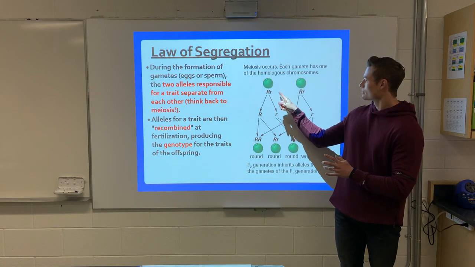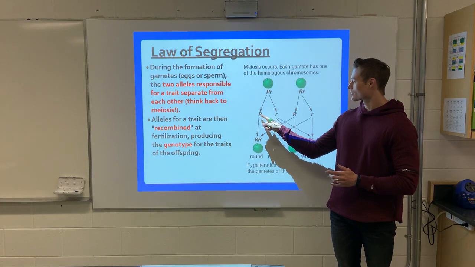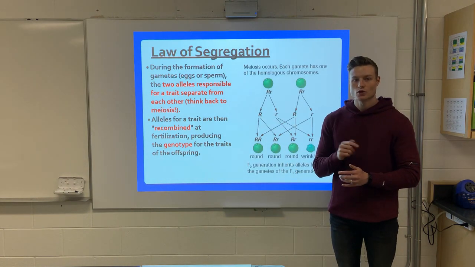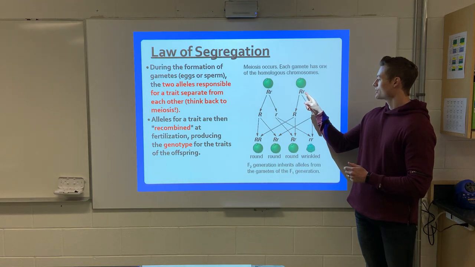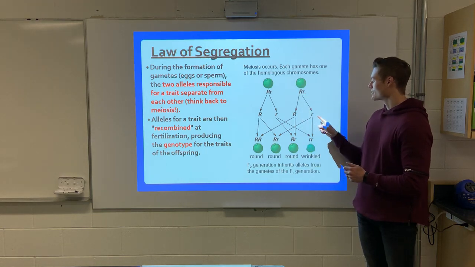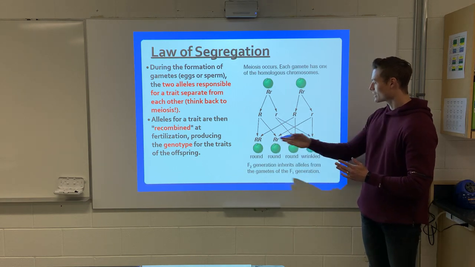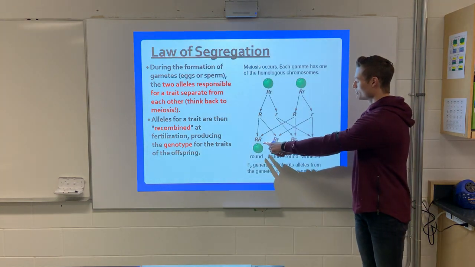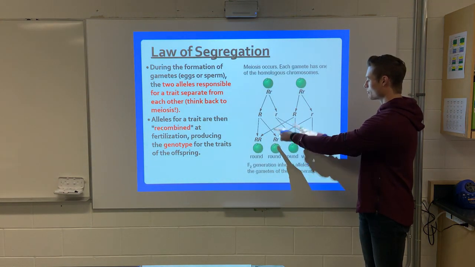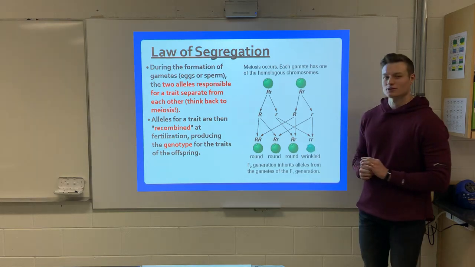So this individual that is a hybrid could either donate a big R allele or a little r allele. We don't know which one they gave. Same thing over here, they could donate a big R and they could donate a little r. You don't know which one they gave. And then when they recombine, this is how we get our variety of traits. So maybe two big R's combined, maybe a big R and a little r, maybe a big R and a little r, or maybe a little r and a little r.